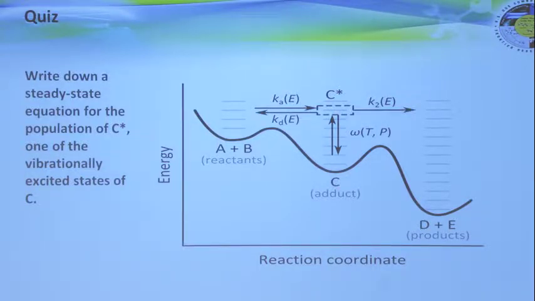A way to think about it is you write d population of C star dt equals something, and then you're going to set that derivative equal to 0. And then eventually I'm going to say that this is approximately 0 in order to figure out the steady state concentration of C star.